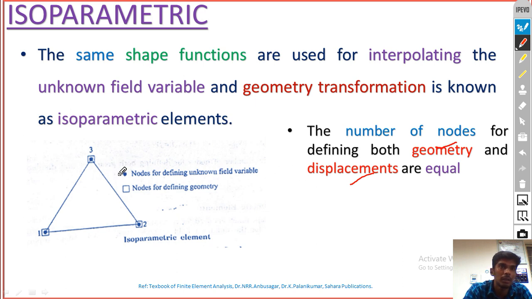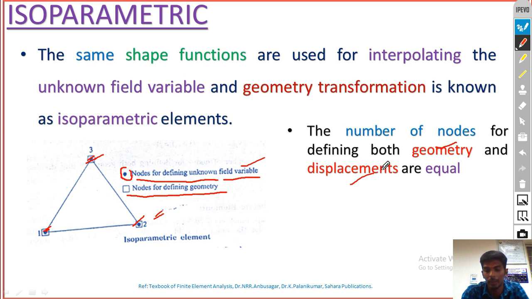Here you can clearly see the meaning of this. The bulleted points indicate nodes for defining unknown field variables. The boxes indicate nodes for defining geometry. So here there are three nodes, three geometrical representations, three field variables. All three values are the same. That is the meaning of isoparametric.